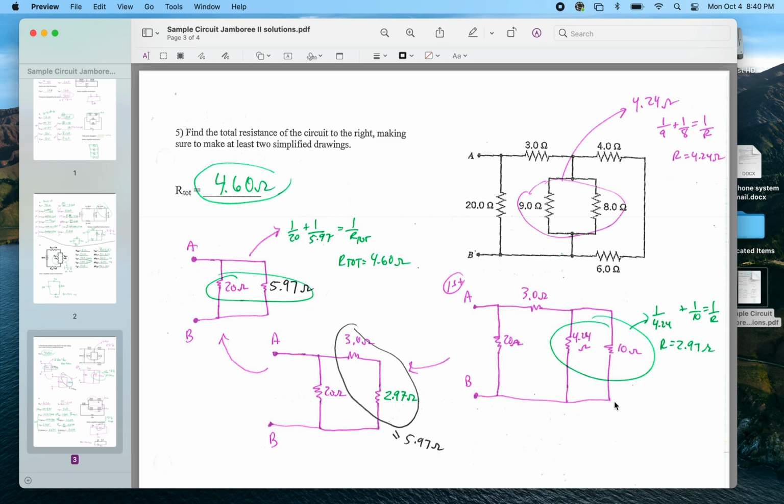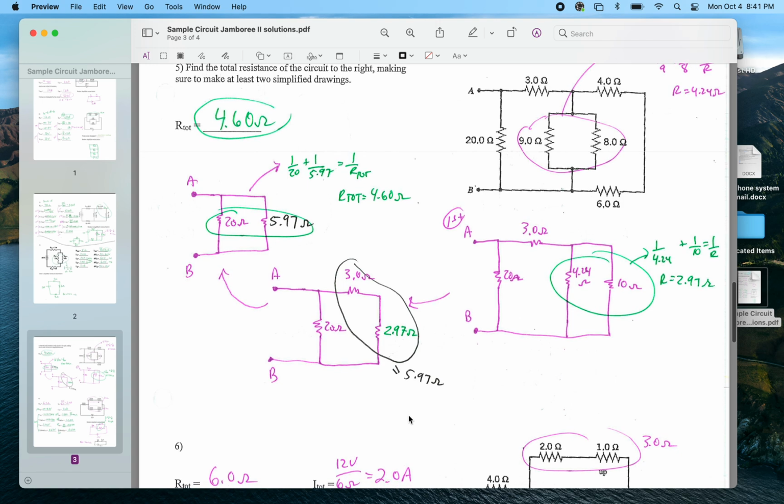This is still a 10 ohm resistor. Well, it is now because I had 6 and 4, which are in series with each other. So now I can put those two in parallel and solve that the equivalent resistance of all this, which in reality is all this, is 2.97 ohms. 1 over 10 plus 1 over 4.24 equals 1 over R.